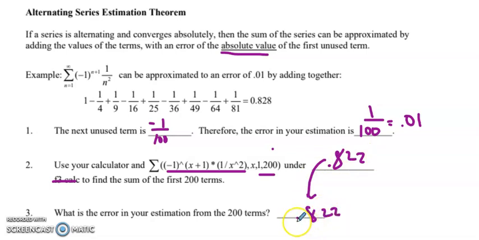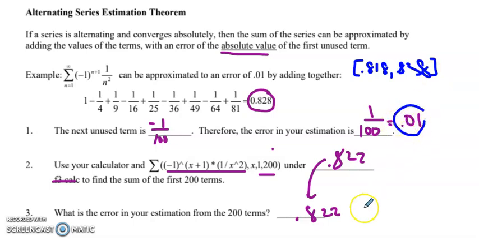So this is really kind of cool because when we added just 9 terms, we said that the approximation was 0.828 and it differed by as much as 0.01, which basically gave us the information that the actual sum is going to be somewhere between 0.818 and 0.838 if I added and subtracted this error bound. When I added 200 terms, do you see how I got a sum that was exactly within that interval, which is as expected?